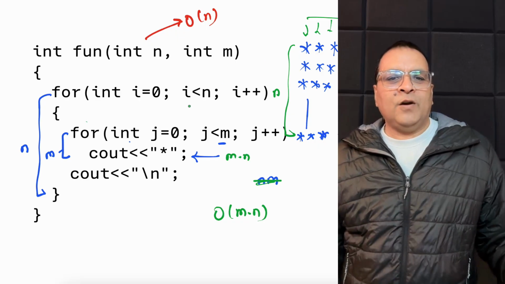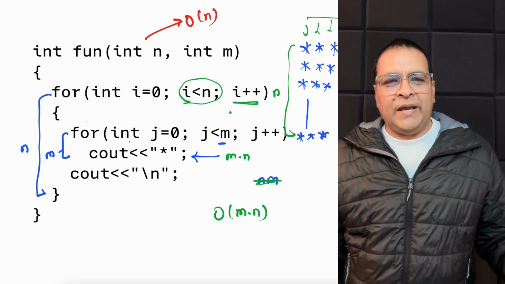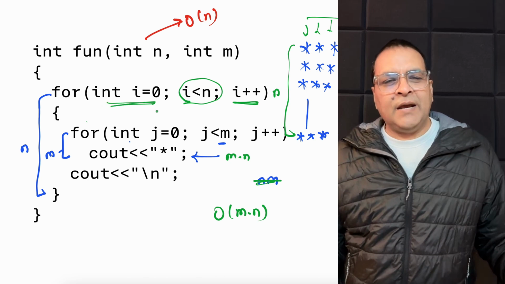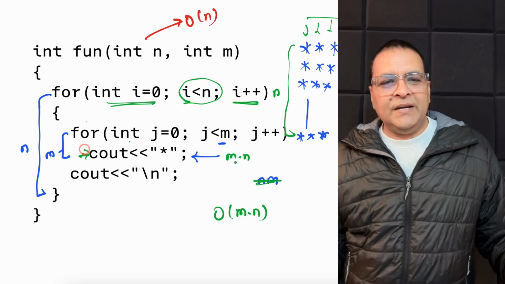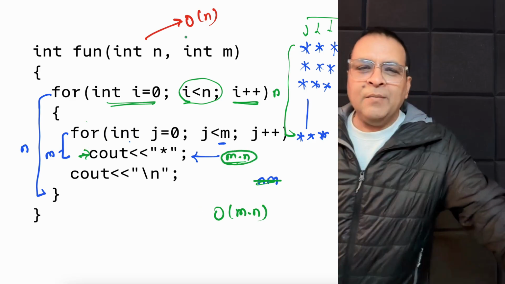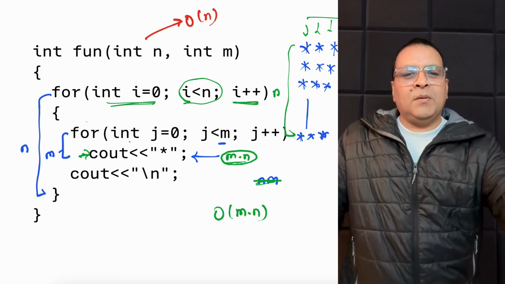In this case, for example, this condition will be checked only n times. This increment will happen only n times. This initialization will happen only once. But this print statement will be executed m into n times. The time complexity will be governed by the statement which is getting executed the maximum number of times.